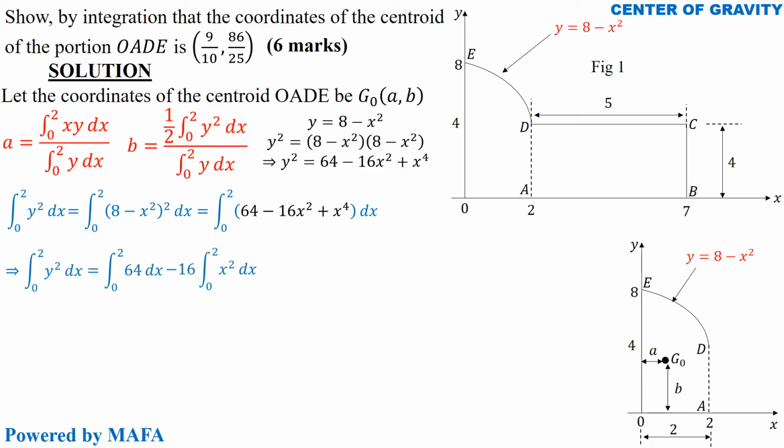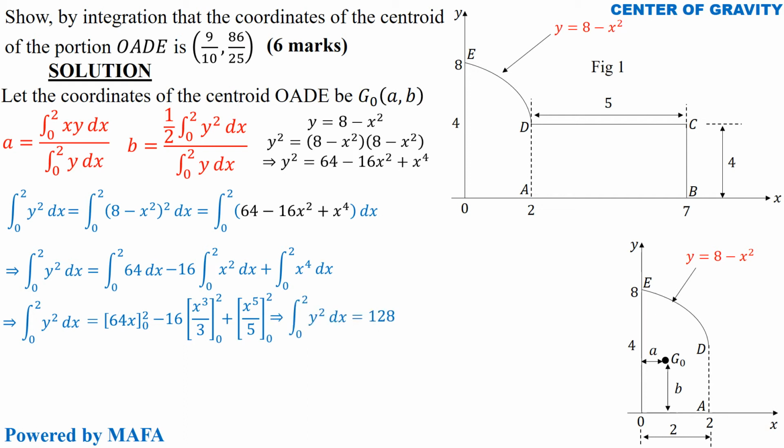Now from there, we can split into 3 different integrals, and we have this. This means that integral from 0 to 2 of y squared dx, in the first case we have 64x from 0 to 2. In the next case, we have 16 times x cubed on 3 from 0 to 2, and in the last case we have x to the power 5 on 5 from 0 to 2. That's a fundamental theory of calculus, how to integrate x raised to the power n. You simply have x raised to the power n plus 1 divided by n plus 1, provided n is different from -1.